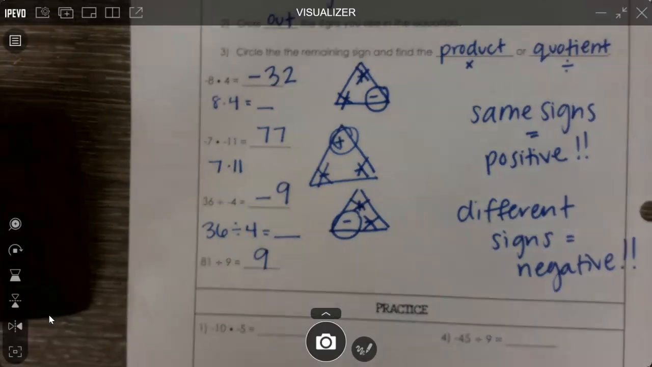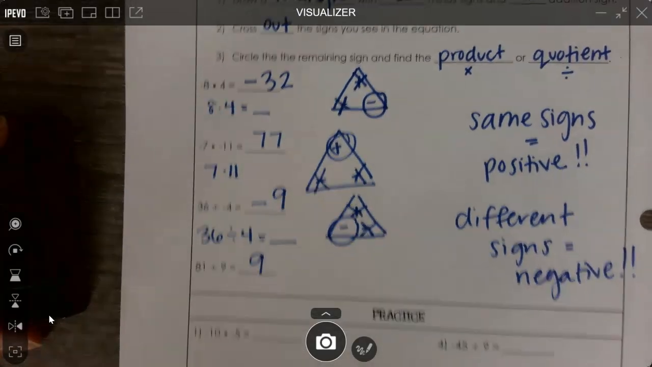Okay, so make sure you have this all written down. And then you're going to do the practice problems at the bottom. So you have 6 problems.